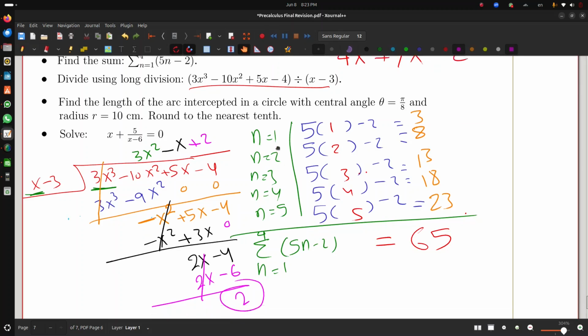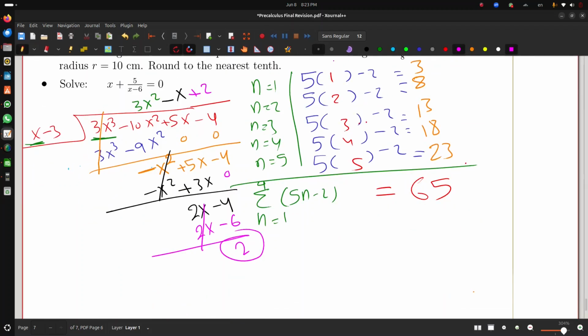So how to write the final answer? It's really easy. You will write 3x power 2 minus x plus 2, and if you have a remainder, you will write it up and the divisor is down. The divisor, which is x minus 3.